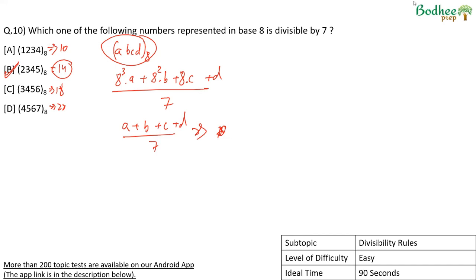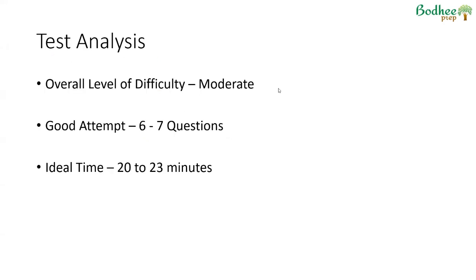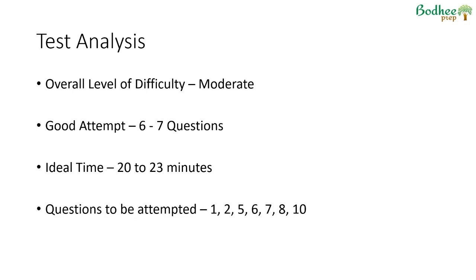Now, looking at the overall level of difficulty of this paper again, as I said initially, a moderate level of difficulty, 6 to 7 questions would happen. If I had to choose my questions, the 7 questions, they would be 1, 2, 5, 6, 7, 8, 10. Which are these?